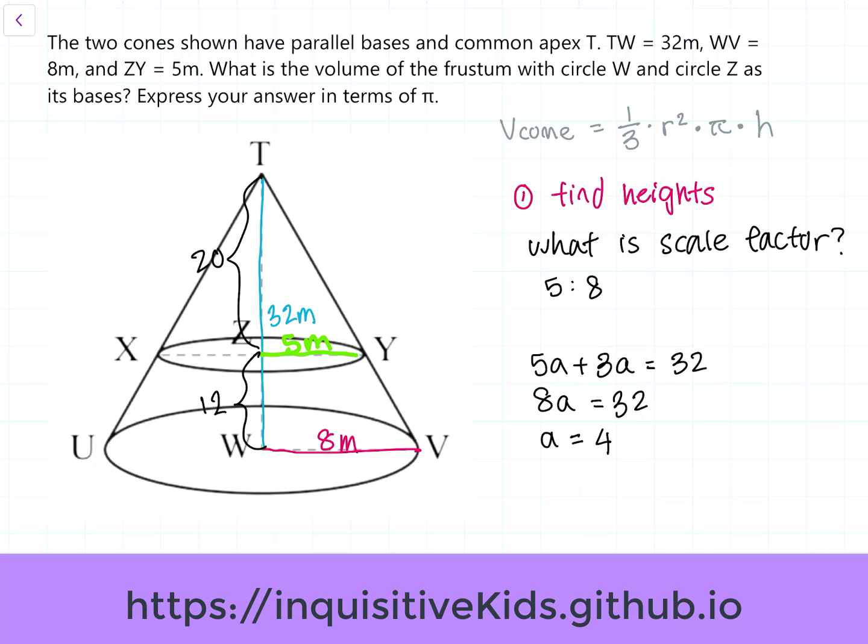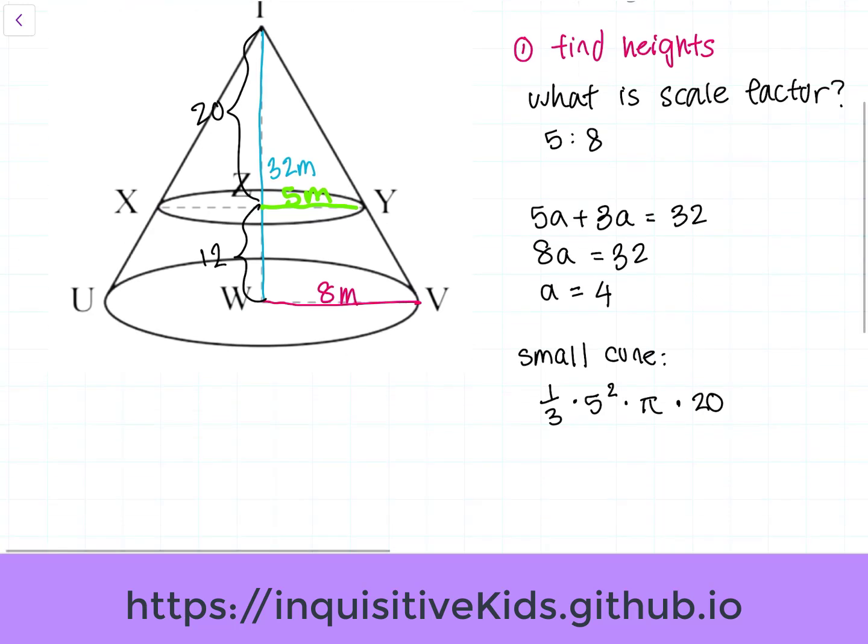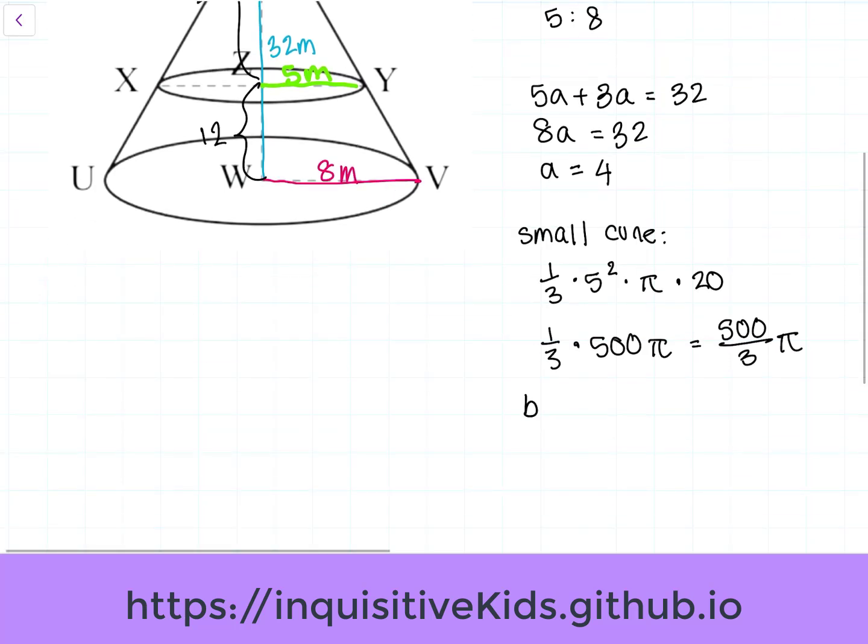Now we can easily find the volumes of the cones. The volume of the small cone, just substituting into the formula, is 1/3 times 5 squared times pi times 20. So this gives us 1/3 times 500 pi, so 500 over 3 pi.